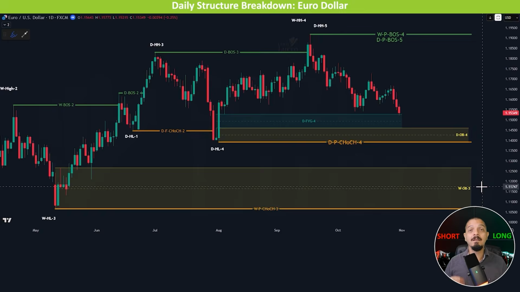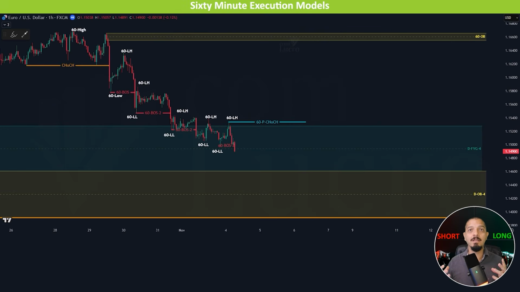With that in mind, now we move to the 60-minute chart. And at this point, we will look for two different types of entries that align with both the daily narrative and the intraday structure. The first type of entry comes directly from the daily context.